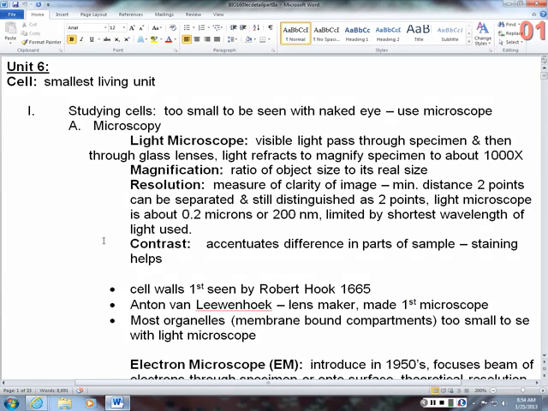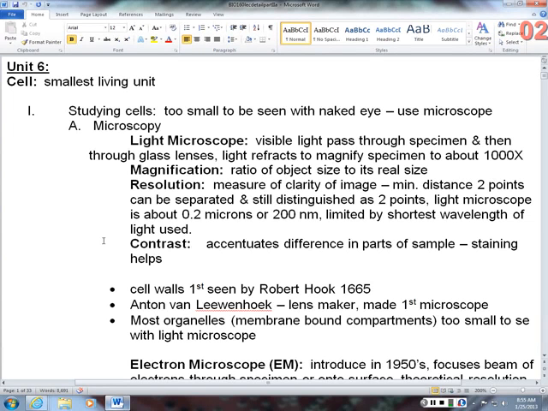The resolution is going to be the clarity of the image, and the way we define that is the minimum distance 2 points can be separated and still distinguished as 2 points. So at some point, if things are too close together, when you look at it, it's going to look like 1 point. You'll look at it and go, I can't tell, is that 1 or is that 2 there? So that's what we talk about with resolution. For the light microscope, it's about 0.2 microns or 200 nanometers. And that distance is going to be limited by the shortest wavelength of the light used, because the wavelengths of the light being refracted are what's doing the magnification.